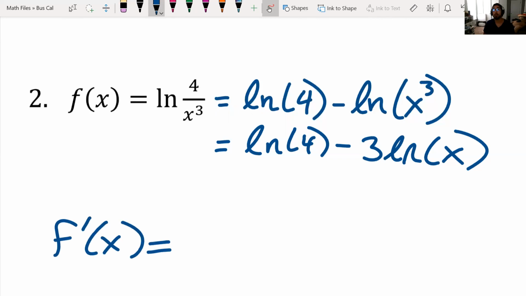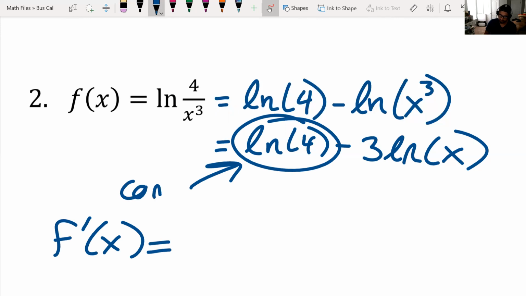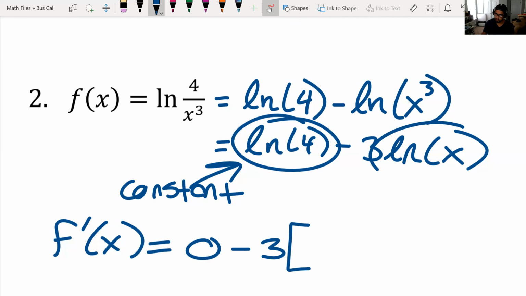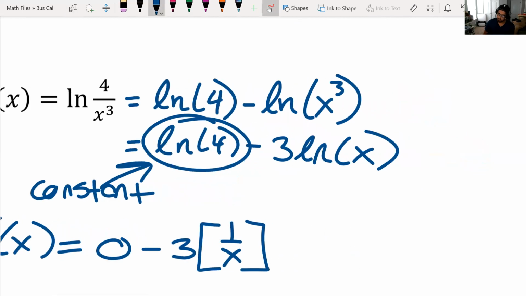So f prime of x, guess what the derivative of the natural log of 4 is? Once again, this is a constant, because the natural log of 4 is a number. It's a decimal number. And any number without a variable is a constant. And the derivative of all constants is 0. Minus 3 times the derivative of the natural log of x, which is 1 over x. And our final answer is just negative 3 over x.